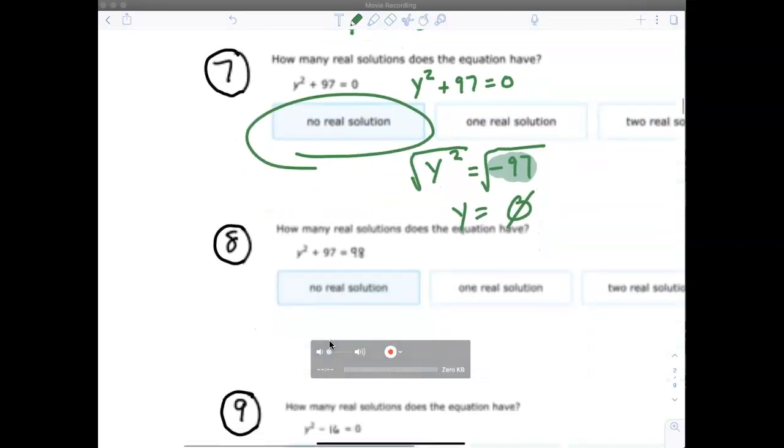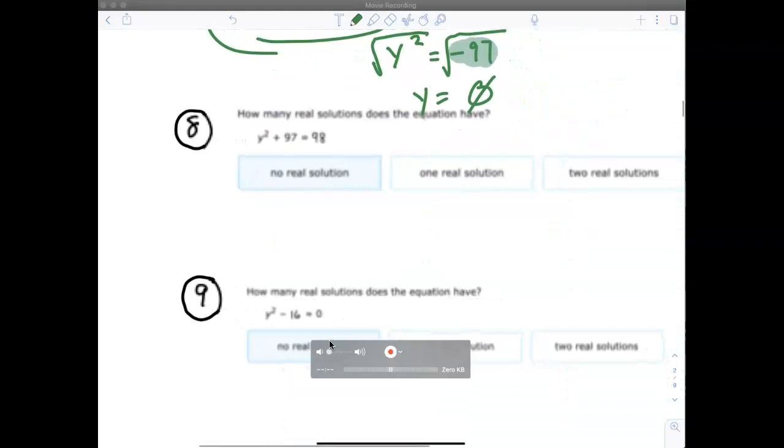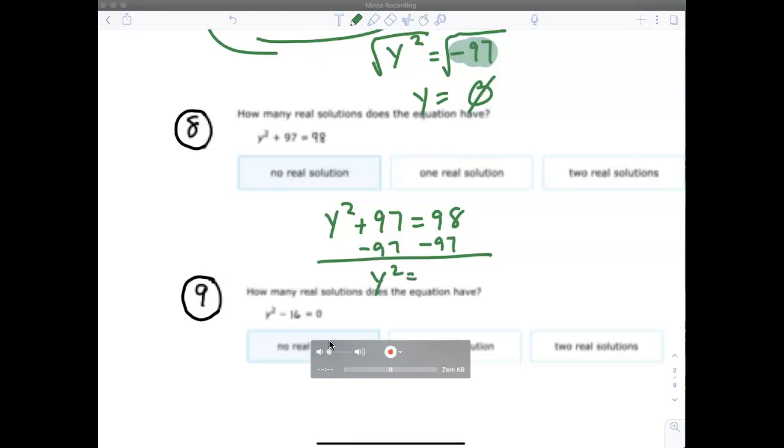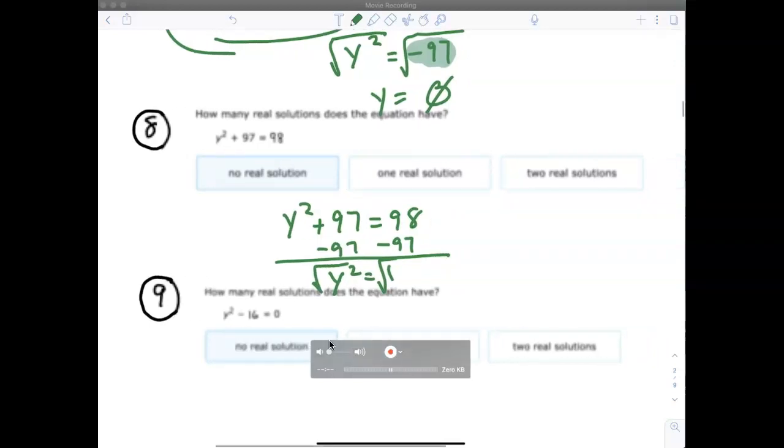Now let's look at number 8, where it says y squared plus 97 equals 98. Subtract 97. Y squared equals 1. Now when you take the square root, you get plus or minus 1. So this has what? 2 real solutions. Because the answer is plus or minus 1.